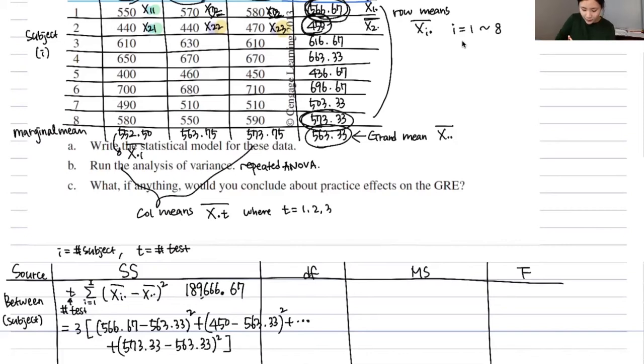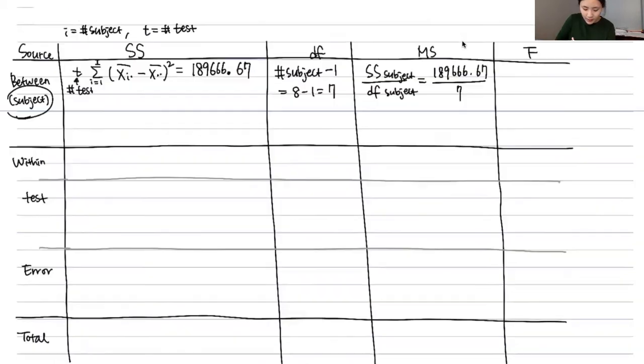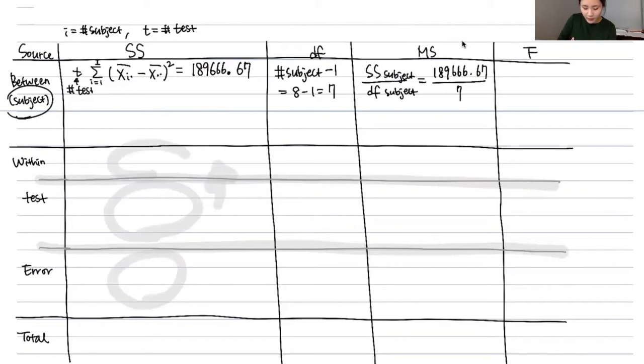This is 189,666.67. And the degrees of freedom for between, because between means subject, is the number of subjects minus 1. Here it is 7. And the mean square is the sum of squares between subjects divided by the degrees of freedom of subjects. I made this line gray because if we add these two numbers, we can find the within number. This is the degrees of freedom of within.